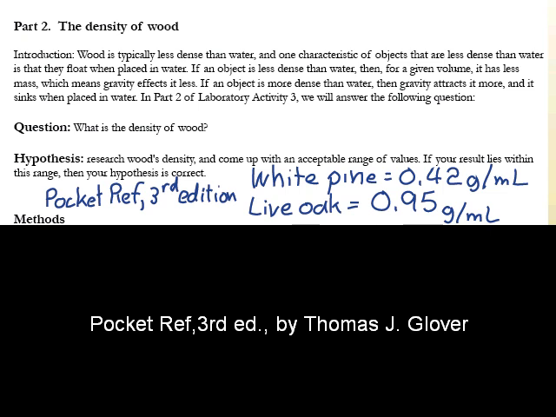Well, you may have been able to find that information in your textbook or on the internet. I found it in this pocket reference booklet by Thomas J. Glover, and for white pine it showed a density of 0.42 grams per milliliter, and for live oak 0.95 grams per milliliter.